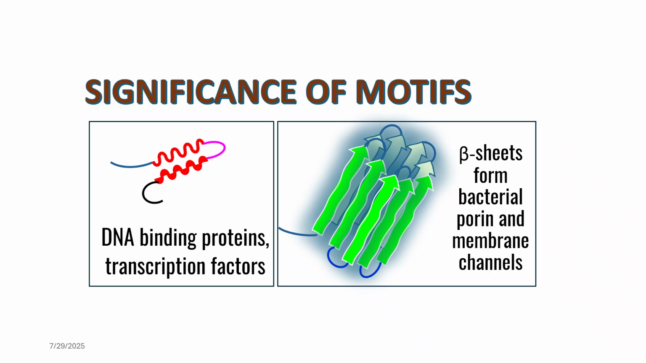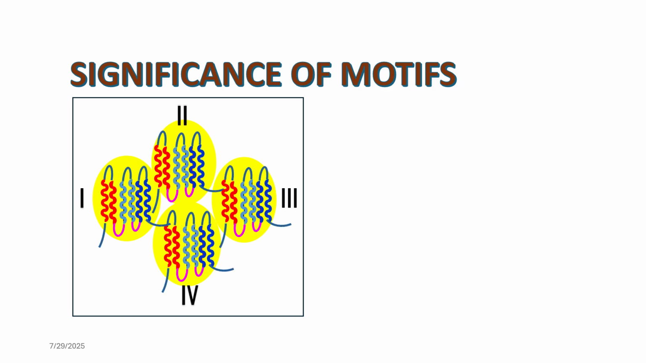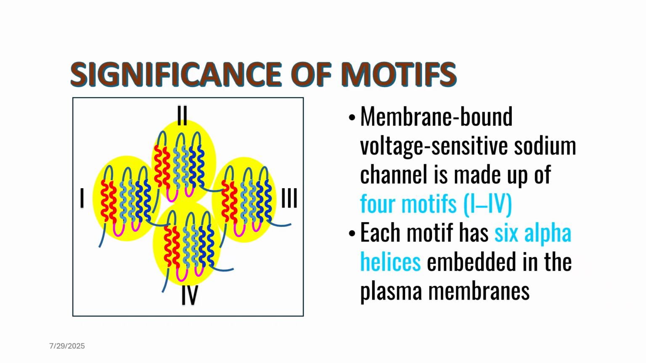They make pore-like structures. This is mostly made up of the beta sheet. In humans, you will see the sodium channel, particularly the voltage sensitive sodium channel, has 4 motifs, and in each motif there are 6 alpha helices which are embedded in the plasma membrane. So this is also an example of the motifs or supersecondary structures. So biologically they are very important as well.